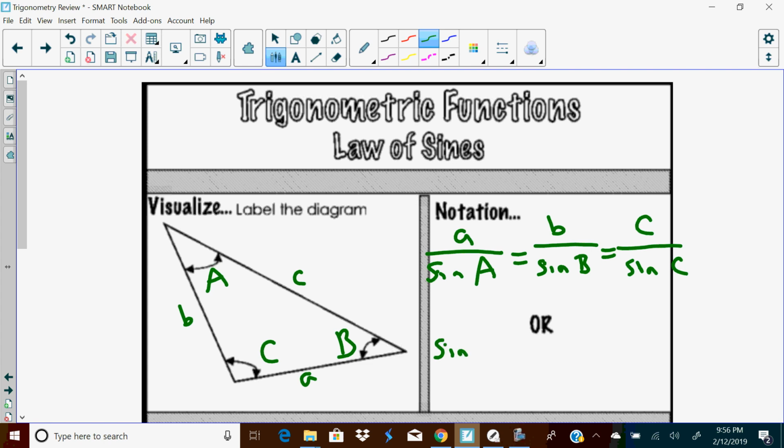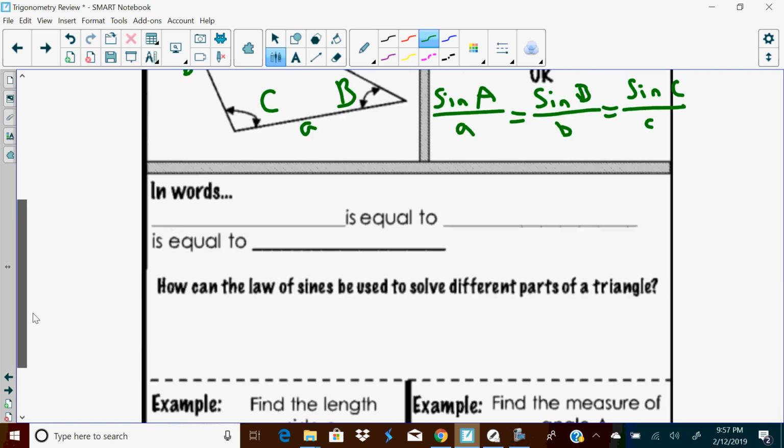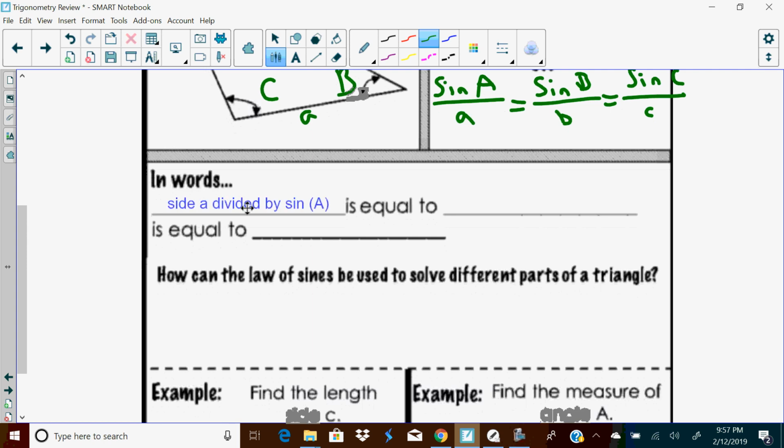I could put the sine of A over side A equals the sine of angle B over side B equals the sine of angle C over side C. So they always have to be the ones that are across from each other. You want to think about them being the sides that are correctly across from the angles. So side A divided by the sine of angle A has to be equal to side B divided by the sine of angle B, which has to be equal to side C divided by the sine of angle C.